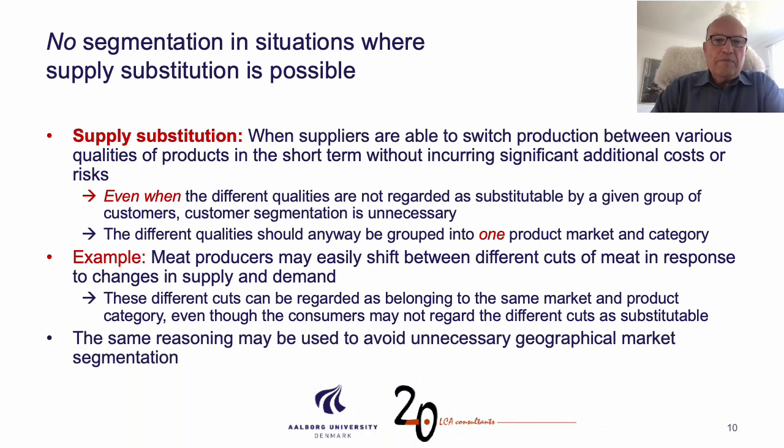The same reasoning may be applied to avoid unnecessary geographical market segmentation. For example, the situation where a product like a pharmaceutical product is labeled so that it can be sold in many different geographical areas, and therefore a change in the demand and supply on one of these markets may not really influence the ability of the company to market on another market. And therefore these different markets can be regarded as one.